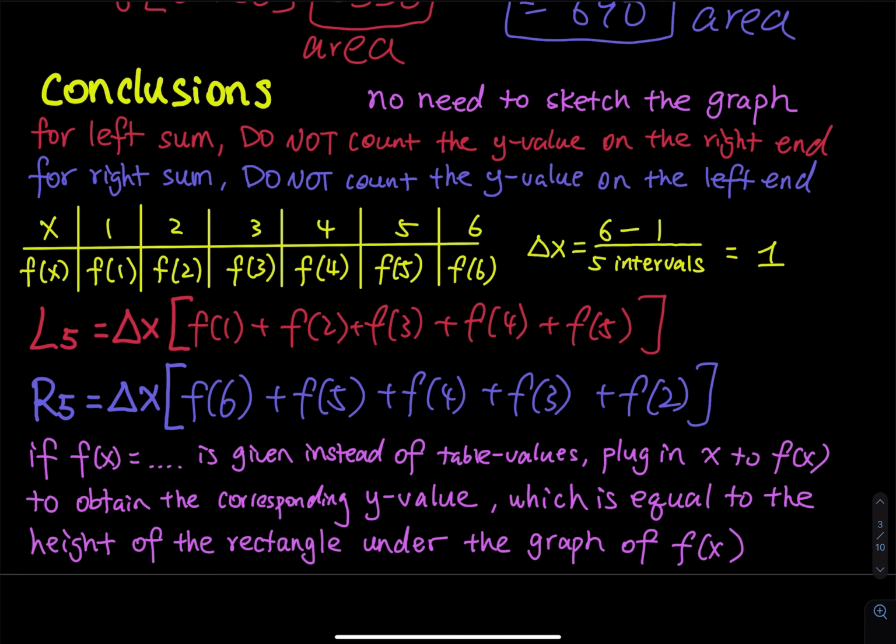So for this one, let's say I cover up the entire table value. I give you a function. So let's say f of x equals x squared. To obtain the y value, all you have to do is plug in the x value to the function. The x value is always given because they will have to give you the domain, right? So for the domain, you take the maximum minus minimum divided by the number of subintervals. That gives you the cut on the x value, on the x-axis.